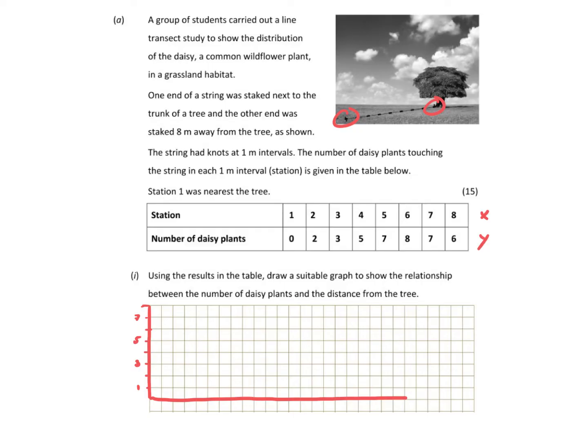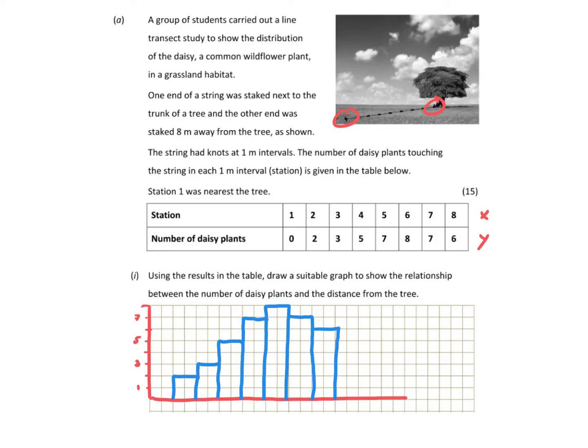At the first station we had 0, so we can leave that blank. The second station had 2, so I'm going to do 2 boxes of an interval. The next one had 3. Then we had 5. Again, you'll be using a ruler. Station 5 had 7. Station 6 had 8. Station 7 had 7. And station 8 had 6.